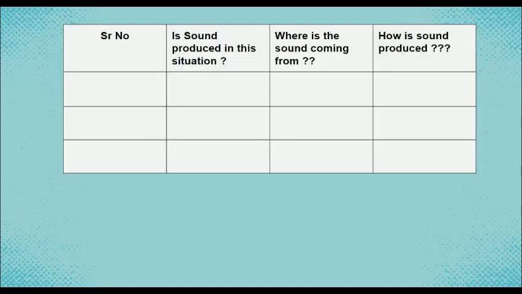I want you to now make this table in your notebook. If you are not present in class, then definitely. And if you were present in class, then go back to your notes and see if you did this correctly or not. There will be three columns. Okay. The first column is sound produced in this situation.